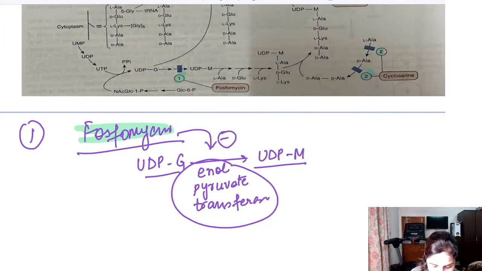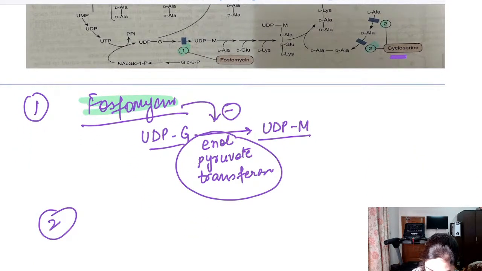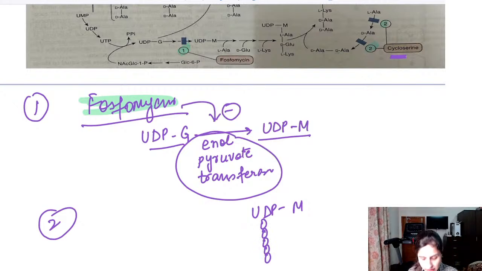Number 2 is another drug which is your cycloserine. Now what does cycloserine do here? When UDP-NAM is formed, it consists of 5 amino acids. Okay? 1, 2, 3. The first 3 are not very important, but the last 2 are more important, which is your D-alanine. They need to be attached here so that the cell wall can be formed. So this D-alanine is very, very important here.